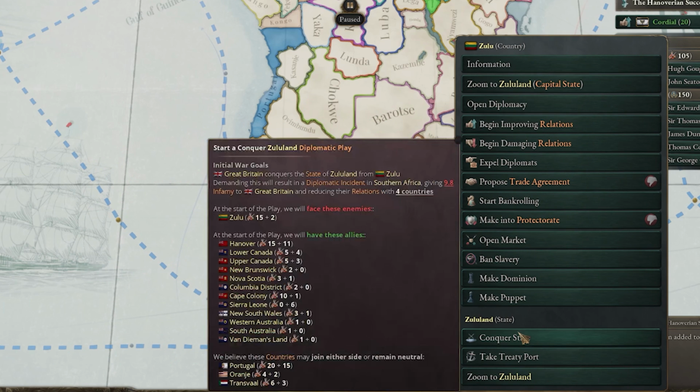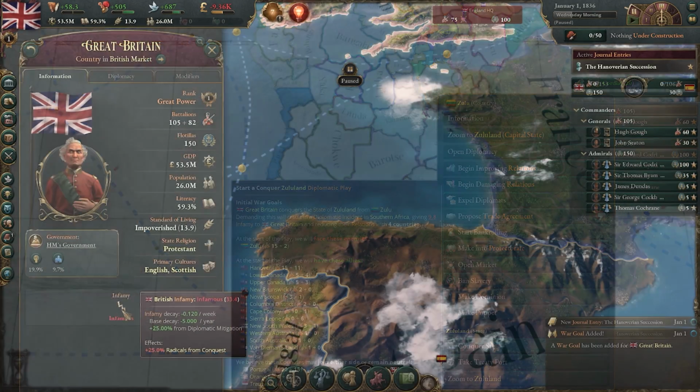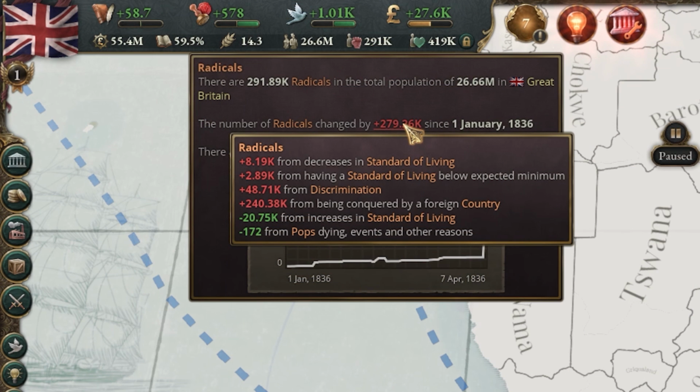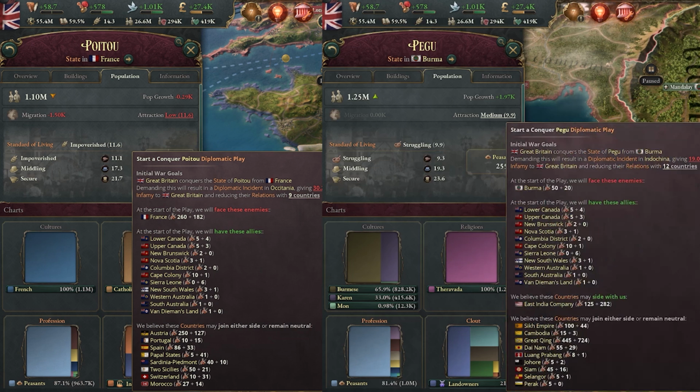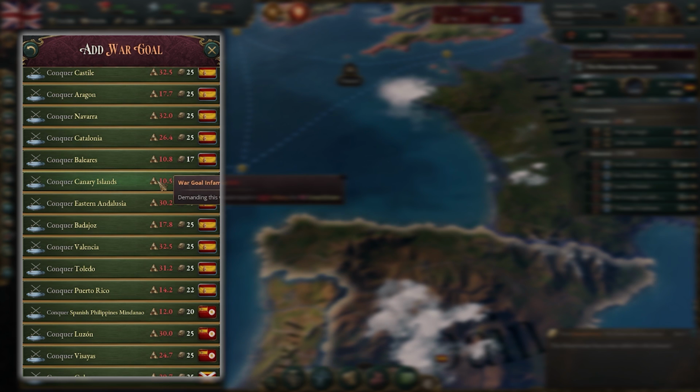Many demands that start a diplomatic play incur a cost in infamy, however. Infamy can have some negative repercussions, such as making it more likely that pops in annexed territory will join radical factions, and giving other countries access to a cut-down-to-size diplomatic play option against you at 100 infamy. Most war goals will give out infamy based on the rank of the two countries involved and the size of the demand. Just adding a war goal to a diplomatic play will add infamy, so make sure it's realistically achievable through war.